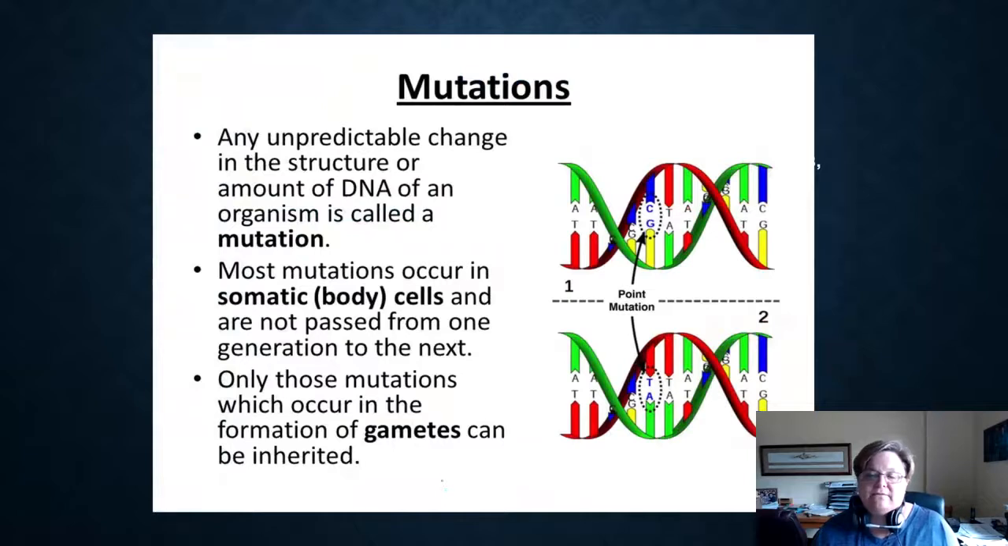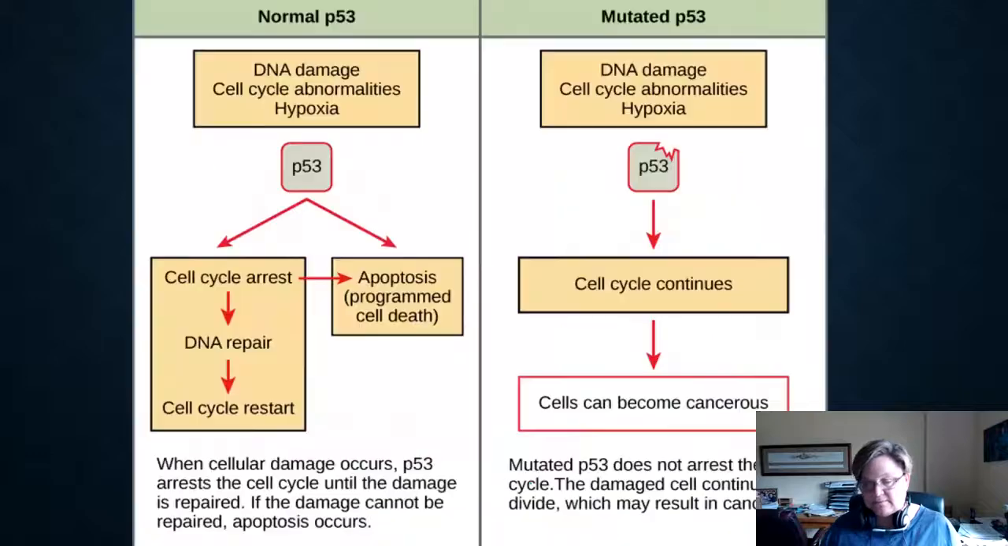But what we see is that we have mutations that occur, and that's what causes disease processes in the body to happen. A mutation is when an unpredictable change in the structure of the DNA has occurred, and it usually occurs in one little tiny segment or 2 or 3 tiny segments. Most of the mutations that occur happen in the somatic body cells and aren't passed on from one generation to the next. Only the mutations that happen in the gametes can be inherited. So this is where we get our inheritability, when mutations actually occur in the gametes.